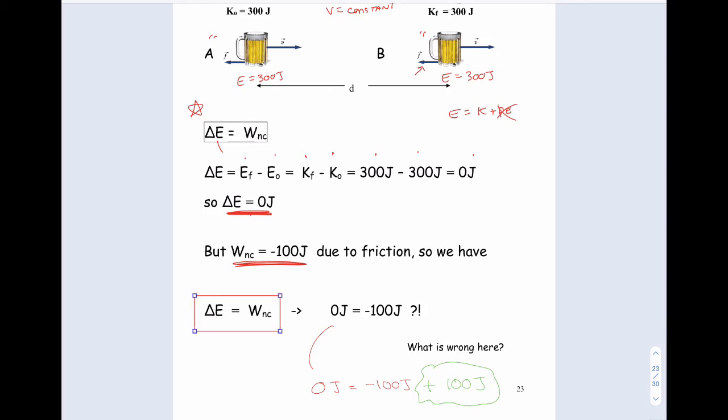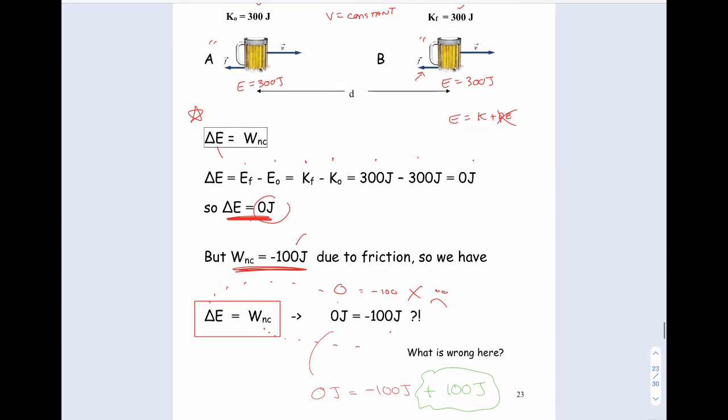Up here, change of potential energy is 0. But the work done by non-conservative forces is minus 100 joules. So there's something wrong. This says 0 is equal to minus 100, and that doesn't make any sense. We have to ask what's wrong or what's missing from that picture.